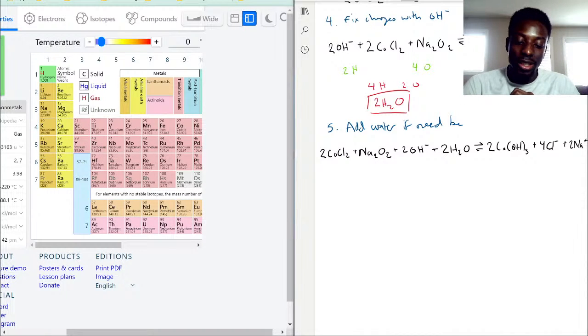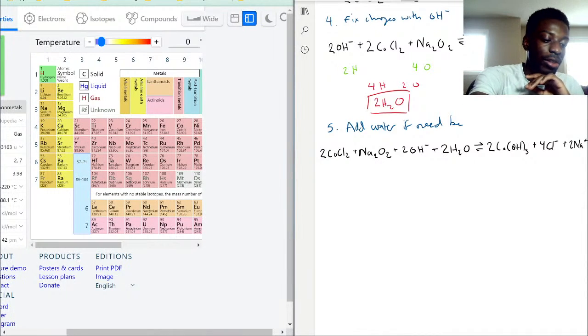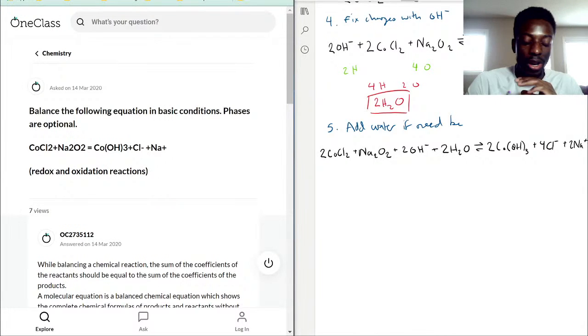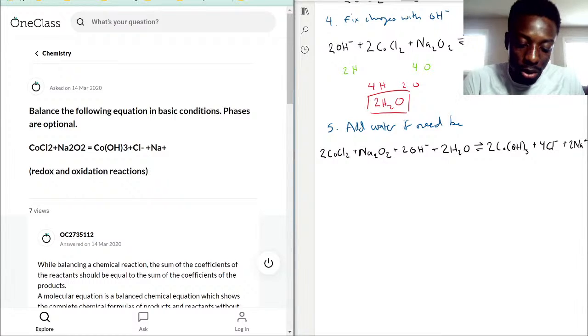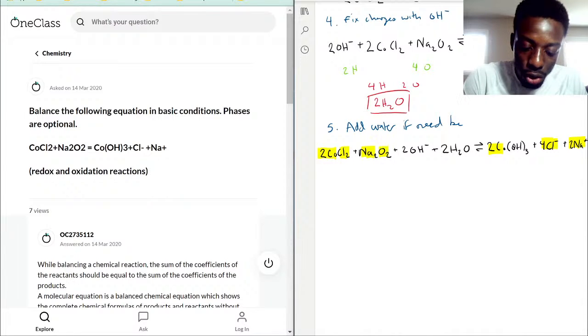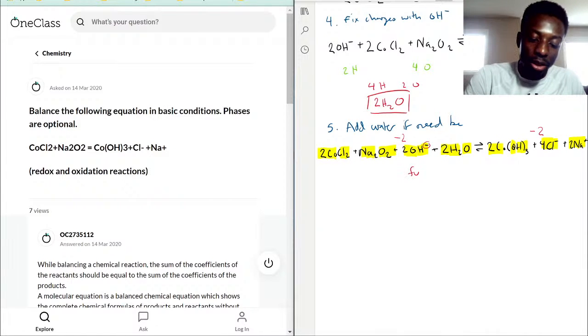And now with that last check, we're just going to see if everything is properly balanced. While we're checking if it's balanced, we're also going to compare with their answer here. So we have 2 cobalts, 2 cobalts, 4 chlorines, 2 sodiums, 4, 6 oxygens, 2 plus 4, so 6 hydrogens and 6 hydrogens. And now the charge: we have a -2 net charge from this and a -2 net charge from this. This is now fully balanced.